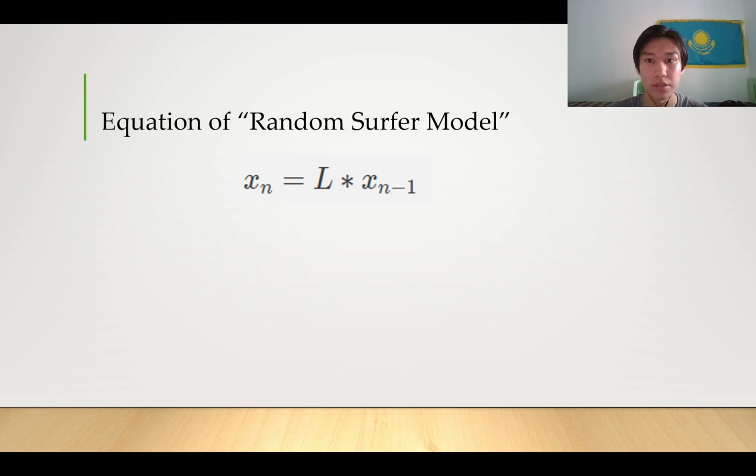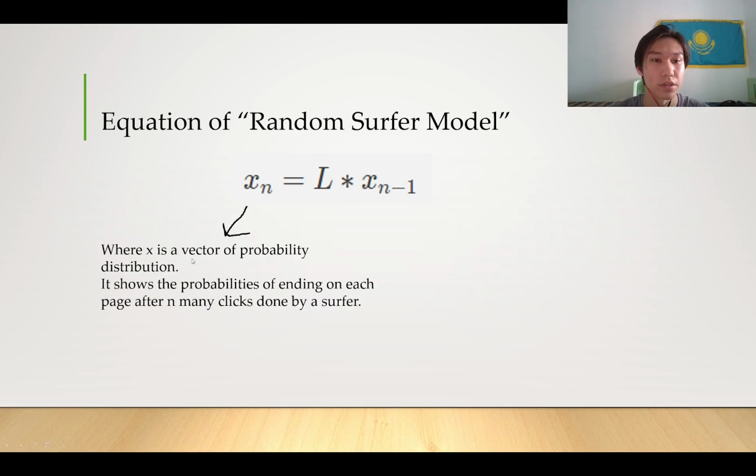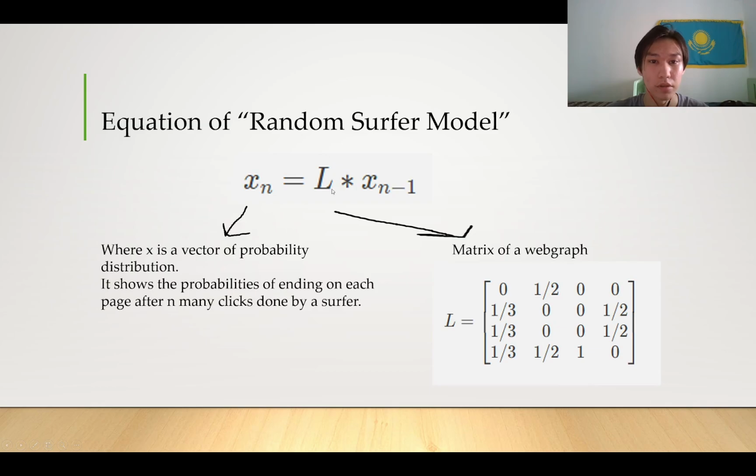To optimize this system, we can write it in the form of a formula. It will make it possible for computers to solve it, because the real network is really big and incomparable to our web graph example. So this is our equation, where x is a vector of probability distribution between pages. It shows the probabilities of ending on each page after n clicks done by a surfer. We will see how it works in the next slide. And L is a matrix of the web graph that we have discussed before.